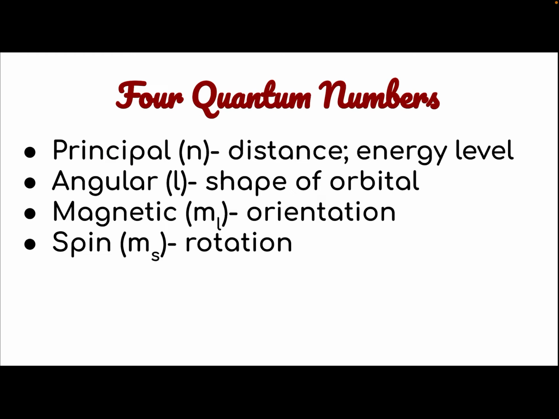Next, the magnetic quantum number talks about the orientation. Yung orientation niya sa space, ito ba ay nakapahiga sa x-axis, nakapatayo sa y, pa-diagonal sa z. So, that's the magnetic quantum number. And then the last one is your spin quantum number, which talks about the rotation of the electron, yung ikot ng electron. So, let's discuss this briefly one by one.